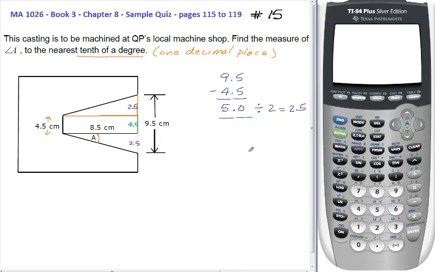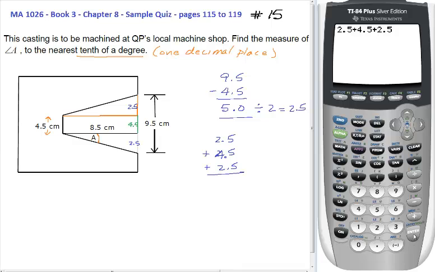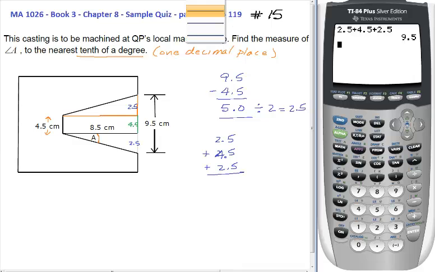Now to double check before we move on, I'm going to add up those three sides and make sure I get 9.5. So I got 4.5 and another 2.5. If I add up all three sides, okay, let's see what I get. Just to double check and make sure, that should come to 9.5. 2.5 plus 4.5 plus 2.5. Let's see, make sure we got that right. Yeah, that's 9.5.